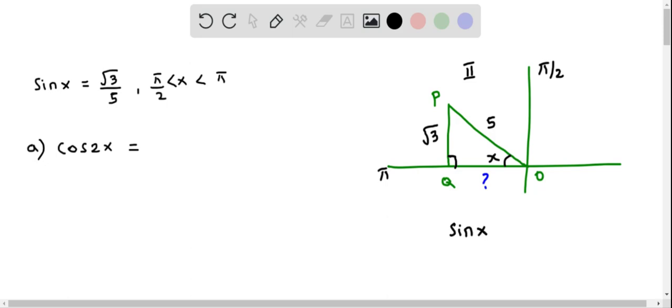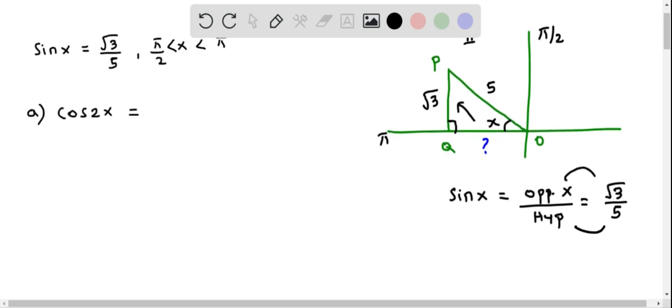We know that sine x equals, according to SOH CAH TOA, opposite to x over hypotenuse, and this is given as root 3 over 5. So which means the opposite side to x is root 3, and that's why I have marked this side length as root 3, and the hypotenuse is 5. Here OP is the hypotenuse, so I have marked 5 for OP. So we have to determine this unknown side, which is OQ.